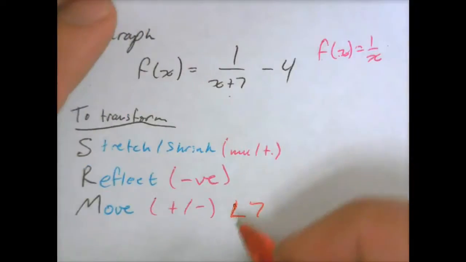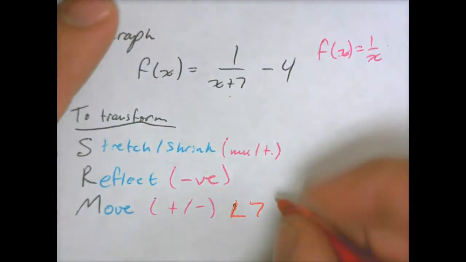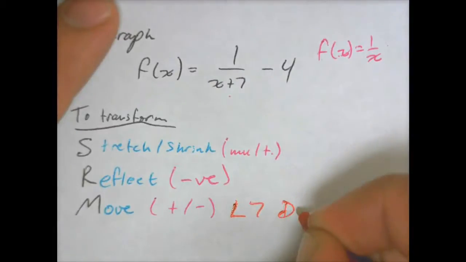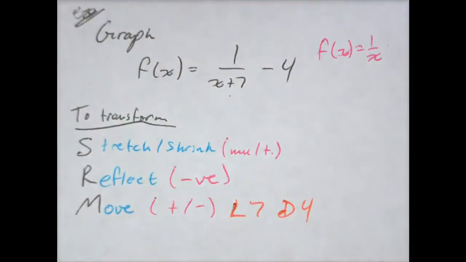The other thing we have is minus 4 on the outside because it is not with the x, so we will go down 4. Okay, so let's actually do that.